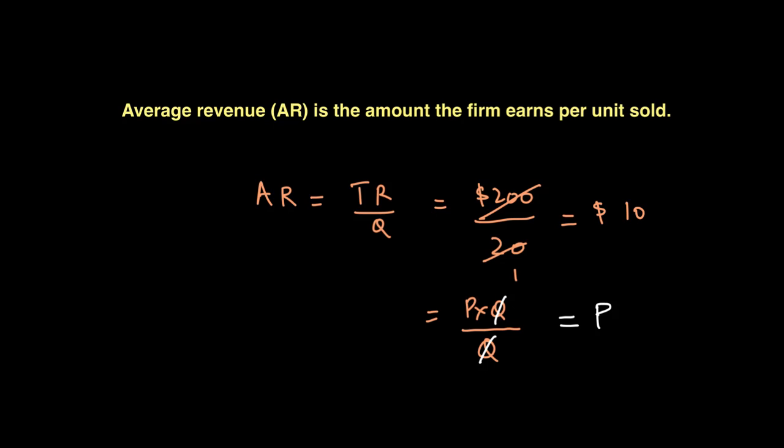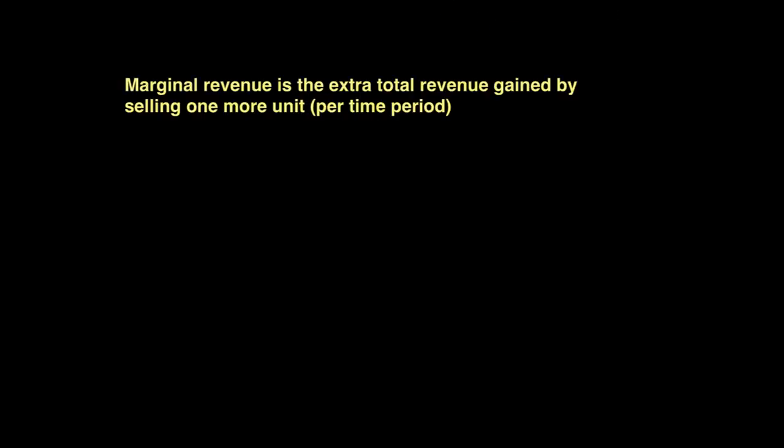The last concept to look at is what we call marginal revenue. What is marginal revenue? Well, marginal revenue is the extra revenue that we get from selling one more unit per period of time. So, for example, if a firm is selling one extra unit, how much extra revenue do you get? And in terms of the formula, marginal revenue is simply change in total revenue over change in quantity of output.